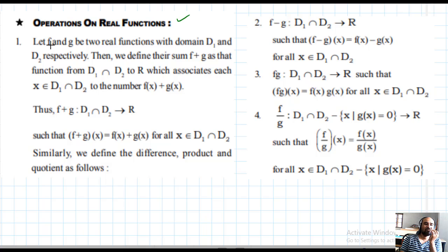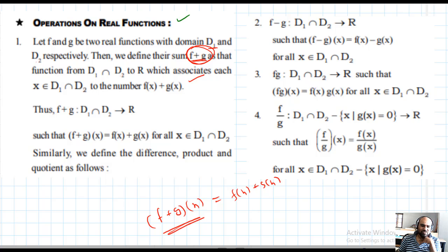Let f and g be two real functions with domains D1 and D2. F's domain is D1 and g's domain is D2. Then we define the sum f plus g as the function from D1 intersection D2 to R, which associates x belonging to D1 intersection D2 to f of x plus g of x. So (f plus g)(x) is nothing but f of x plus g of x.